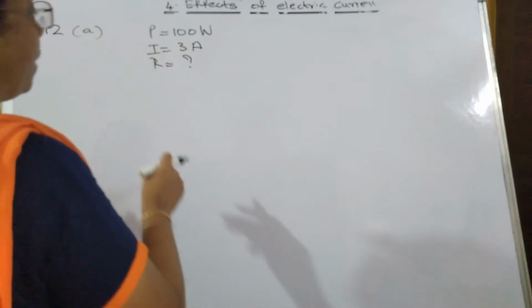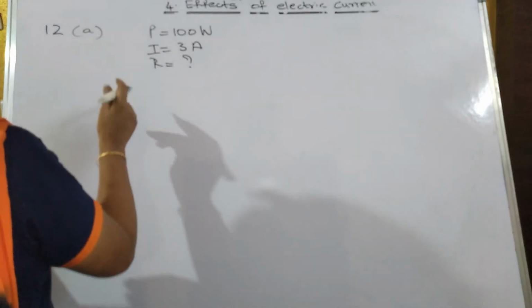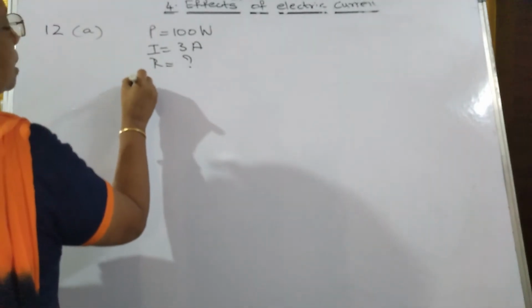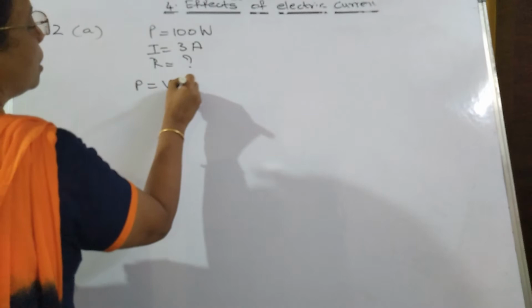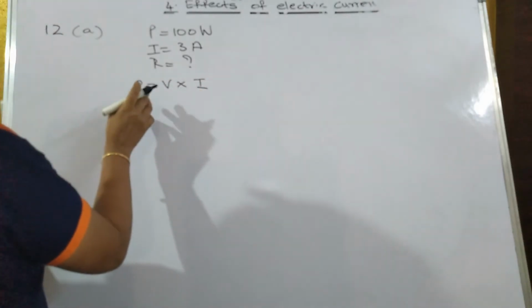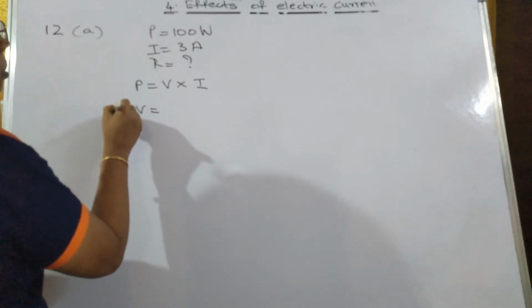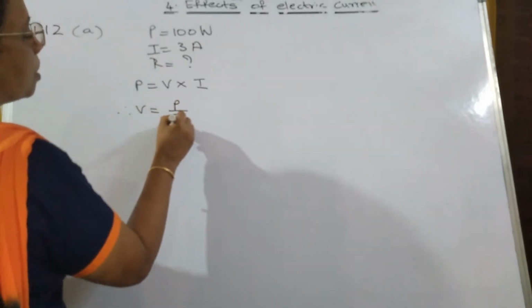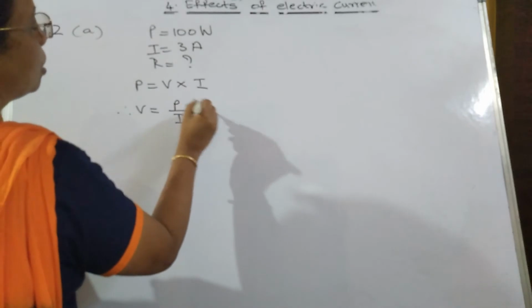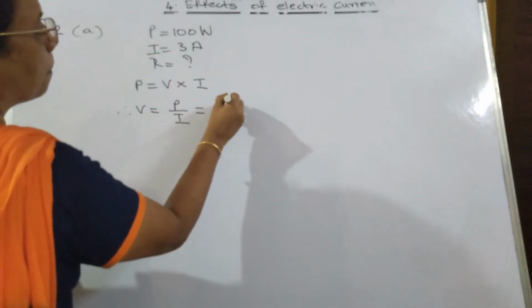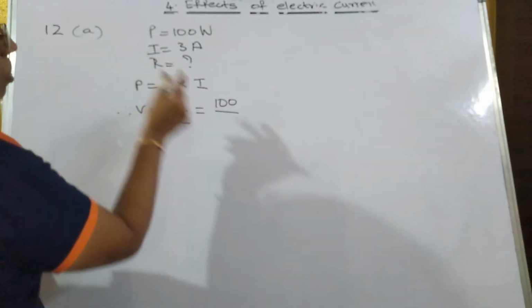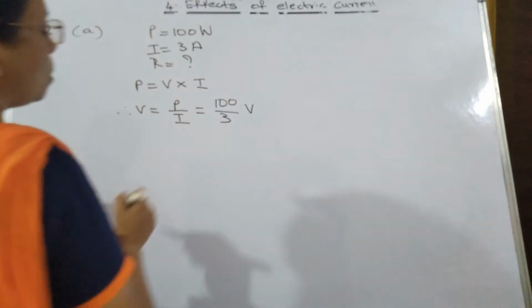Now in order to find out R, first we have to find out V, that is potential difference. We know that P is equal to V into I. That is V is equal to P upon I. Put the values: P is 100 and I is 3. So V is 100 upon 3 volt.